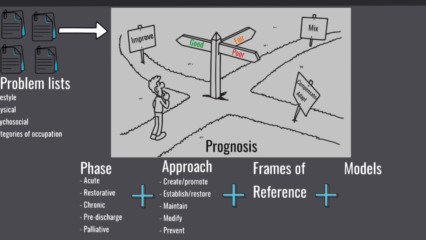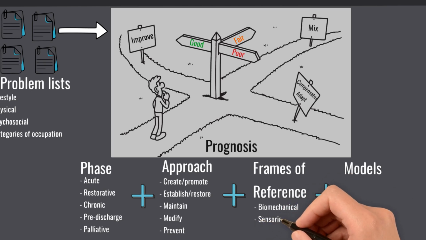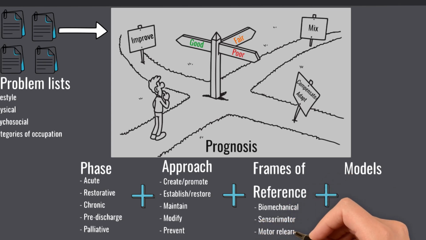The frames of reference then further expand on the treatment principles that are going to be used in the daily treatment plans later. Similar to approaches, multiple frames of reference can be adopted. For physical, there are 3 frames of reference that we're taught: biomechanical, sensory motor, which includes Brunnstrom, NDT, and Wits, and then motor relearning, also known as the Carr and Shepherd approach.